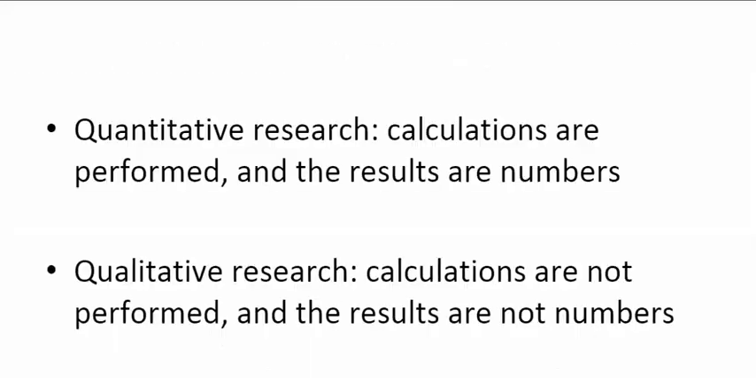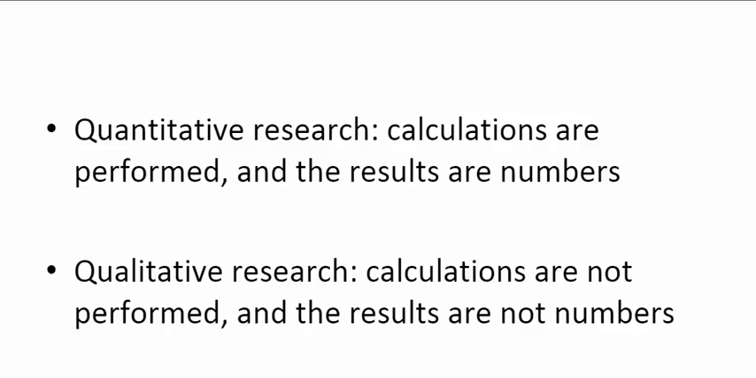So, the difference between quantitative and qualitative research just boils down to whether calculations are being performed and whether the results are numbers. In quantitative research, calculations are being performed and the results are numbers. In qualitative research, calculations are not being performed and the results are not numbers. In qualitative research, the results are something other than statistics.